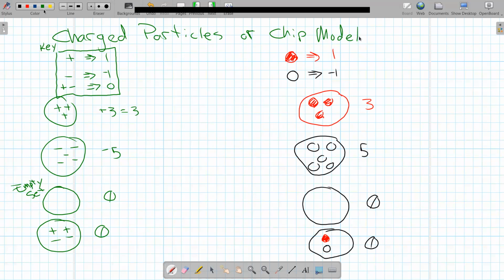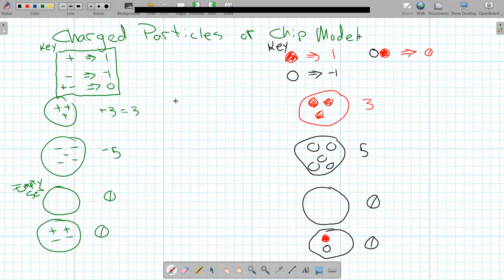So if I extend the key here for the chip model, I would also have to put in here that if I take a positive and I put it together with a negative, then that's another way to say, hey, that right there is a 0. And I'm just going to put a line through that thing right there to indicate that's a 0, not a chip or a set, so I don't get too confused myself.